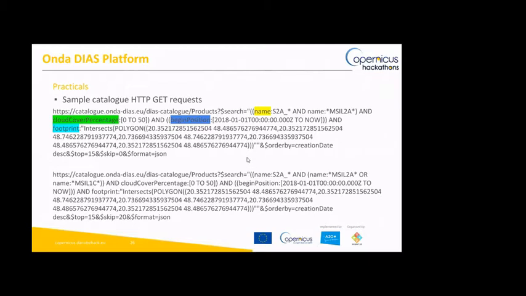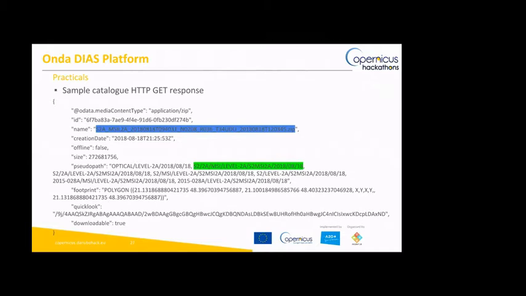The second link is the very same as the first one, just extended. You can see that the name filter is extended by L1C. So I'm not querying only the level 2A Sentinel-2 data, but I'm also querying L1C. Okay, next slide. And here you can see a single record which has been returned.